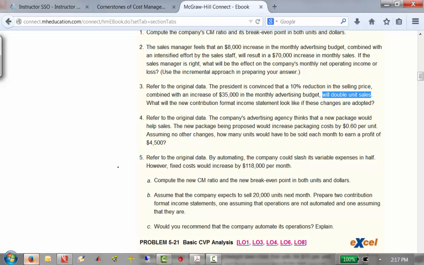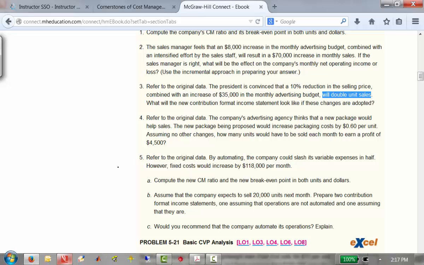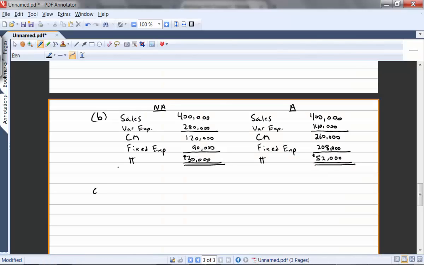And so the question is, C, would you recommend that the company automate its operations? Yes, because you always answer this question yes if change in profit is bigger than 0. If it's less than 0, then you say no. And if it's equal to 0, then you're indifferent between saying yes or no.